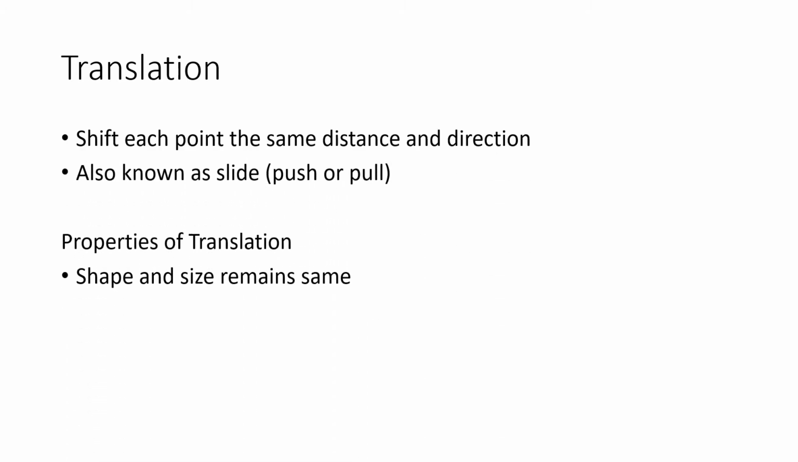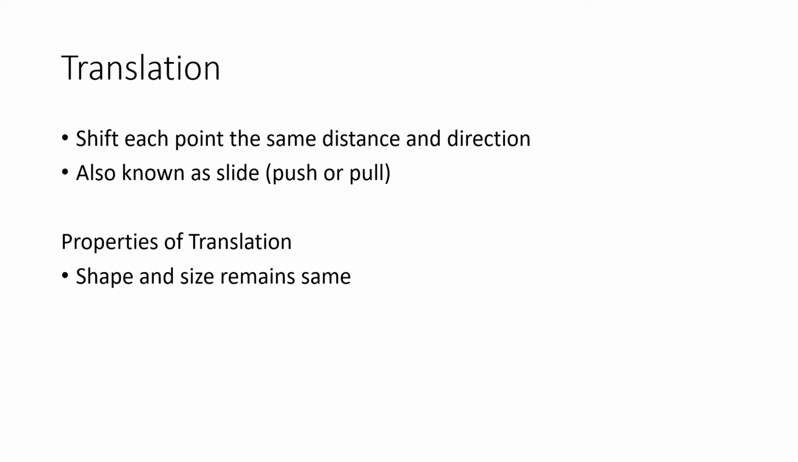Translation is another transformation. In translation, shift each point the same distance and direction. For example, if it says shift 2 units to the left, you're going 2 units to the left, not up and down. Translation is also known as slide, push or pull.